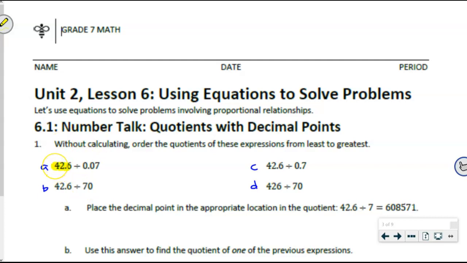Great. So to really be clear on all of that, the first thing that I notice is in A, B, and C, they all have that same dividend. The divisor is changing by just moving the decimal place in the divisor. D is different, so we can talk about that in a second.